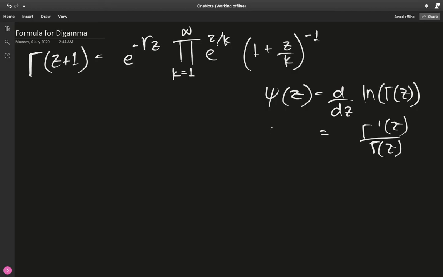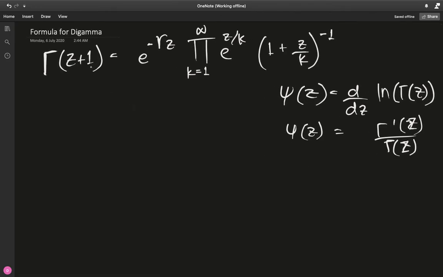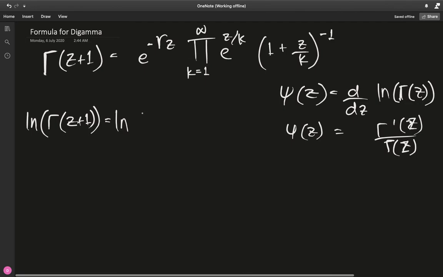And if you change z to z plus 1, you'll have digamma of z plus 1 is equal to gamma prime of z plus 1 divided by just gamma of z plus 1. So since we have a gamma of z plus 1, we can actually derive an expression for digamma of z plus 1. How, if you ask? First you take a natural log, as I said, and then after taking the natural log, then you differentiate both sides. So if you have natural log of gamma of z plus 1, it is natural log of this entire big expression.